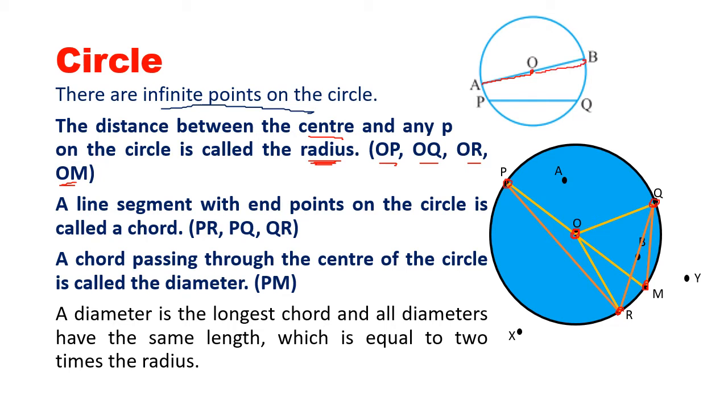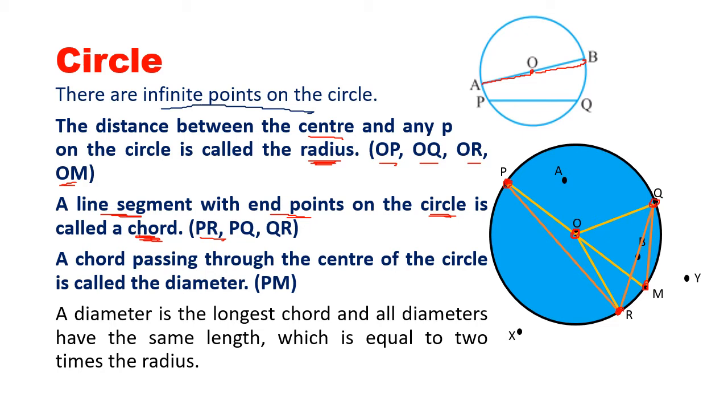Now we are going to learn a new definition, a chord. What is a chord? A chord is a line segment. A line segment has two endpoints. A chord is a line segment whose endpoints lie on the circle. So I have drawn here PR. Look at PR, the orange color line. One point on the circle P and the other point on the circle R. So PR is a line segment whose endpoints are on the circle, so it is called a chord.